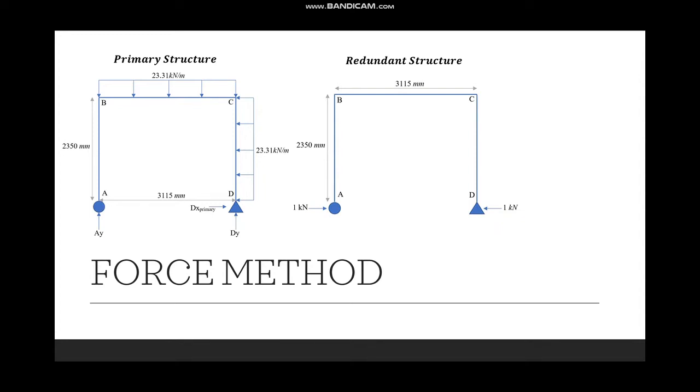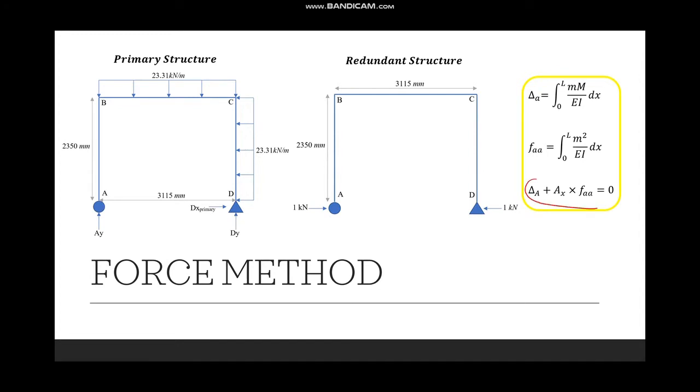So we have this primary structure and redundant structure, and we can now apply formulas for displacement, FAA, and also use this equation to find the remaining reactions. Obviously, in this case, we're going to be taking EI as a constant, being that we're not going to take into account different I values at this stage.